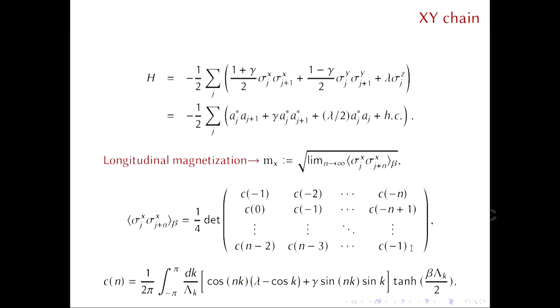So let me recall the XY chain as a spin chain, which can be written, just by using the Jordan-Wigner transformation, as a fermionic problem. This can be mapped to the self-dual CAR algebra, and it can be worked out directly in the thermodynamic limit. But here I will focus on finite systems. So this is a more physical way of treating the problem.